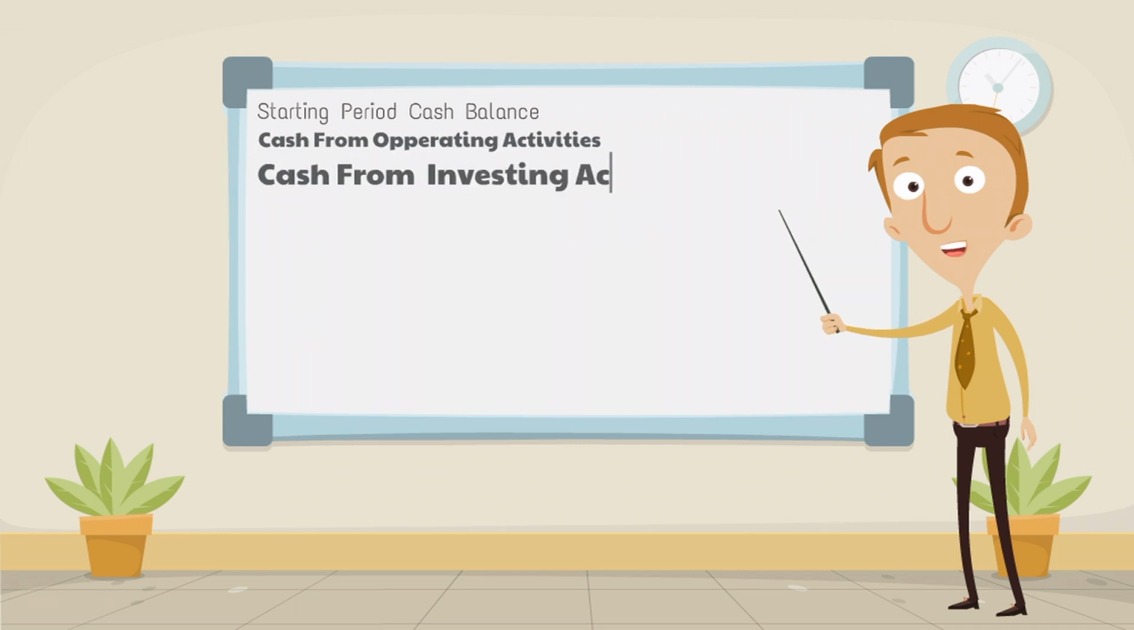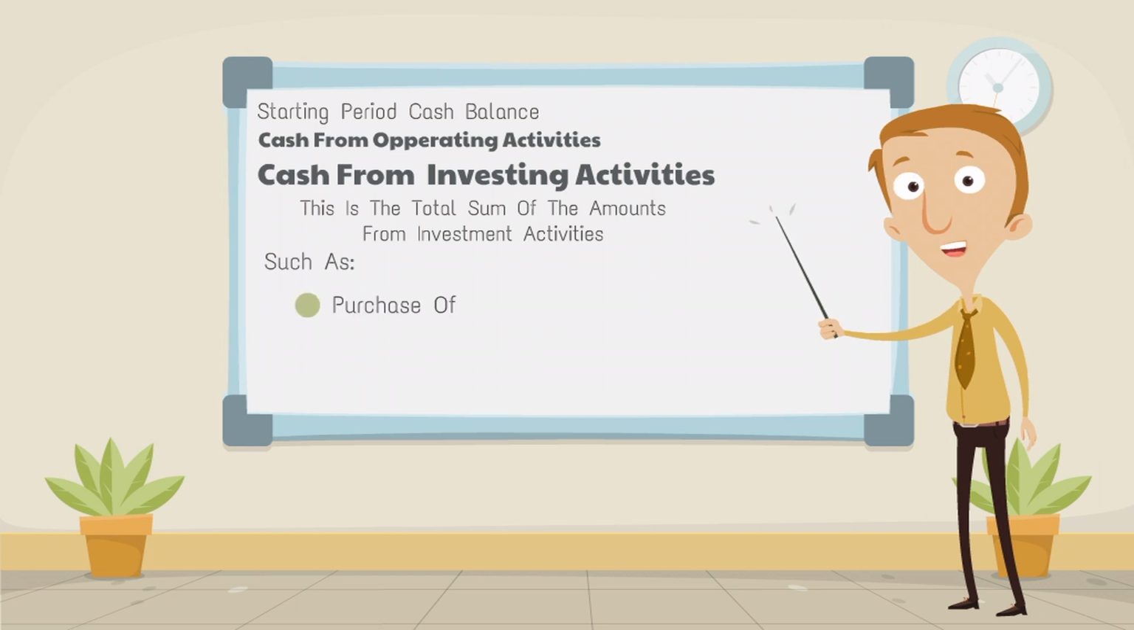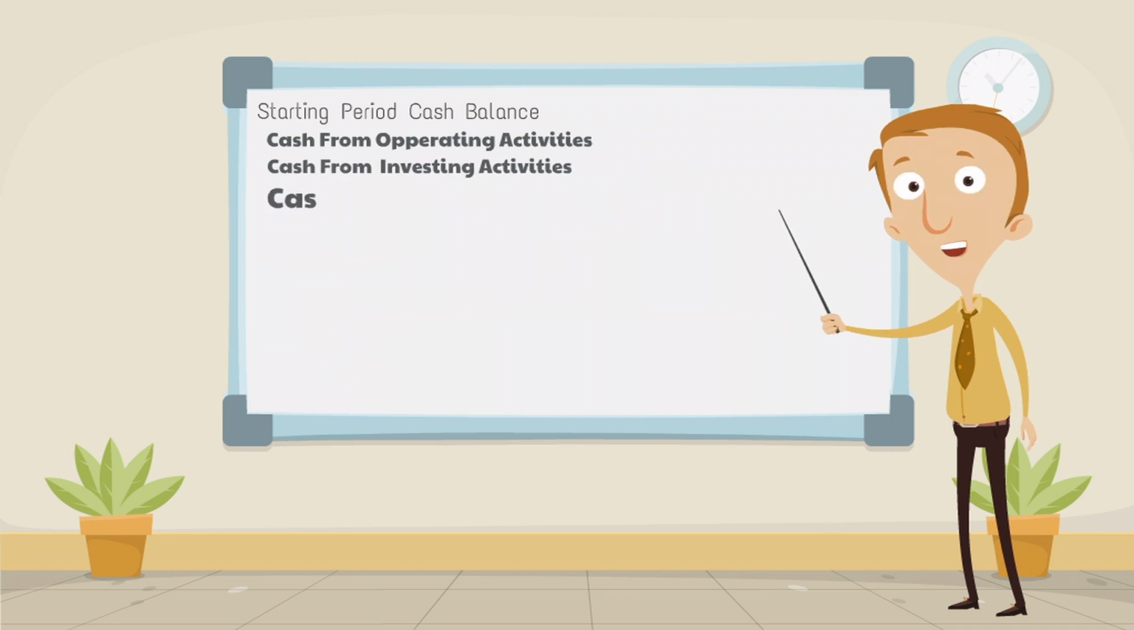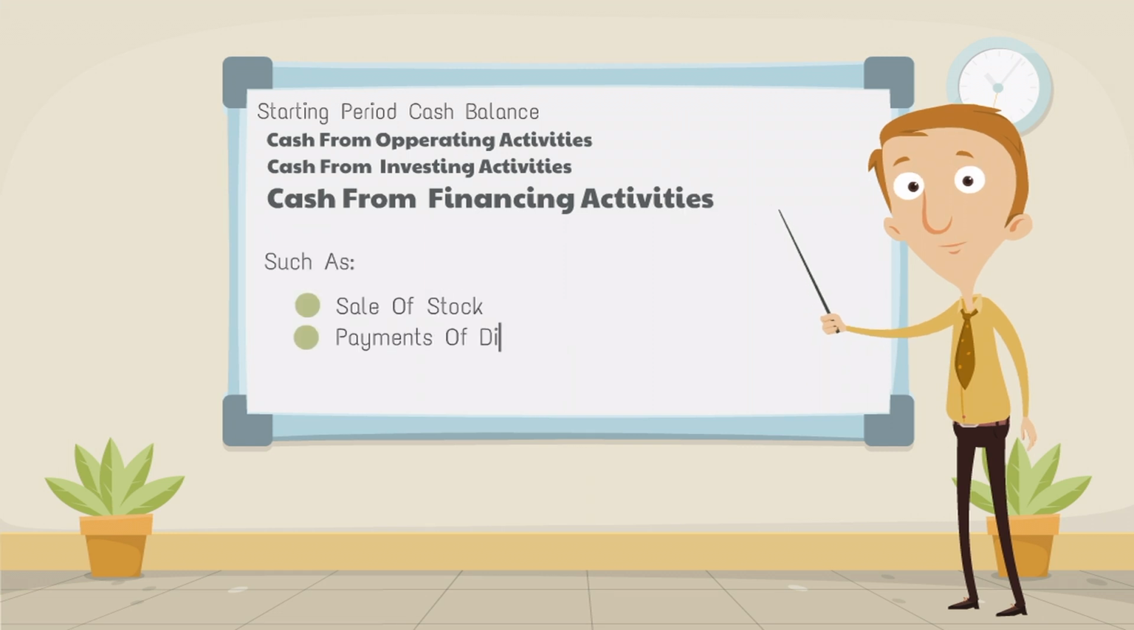The cash from investing activities. This is the total sum of the amounts from investment activities, such as the purchase of equipment, debt, and equity purchase. With the example of the bakery, these activities could be the purchase of an oven and the debt incurred to buy that oven. And the third main source of cash is the cash from financing activities. Activities such as sale of stock, payments of dividends, and long-term liabilities. In the case of the bakery, a financing activity could be the payments made out to investors. And if the bread is sold internationally, exchange rate variations will also be here.